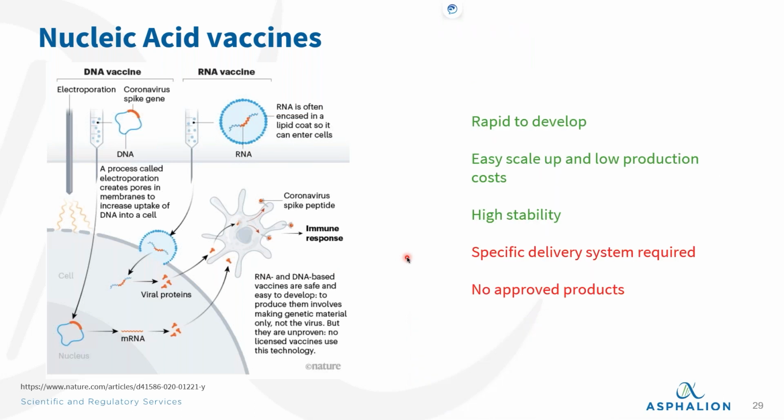As I mentioned, these are rapid to develop, easy to scale up, and with low production costs. And also DNA vaccines generally have a high stability. One of the drawbacks is that a specific delivery system is required, and also there are no products currently approved. I think we mentioned that there was one that was used to introduce vaccines into salmon or something like that, but apart from that, nothing for humans.